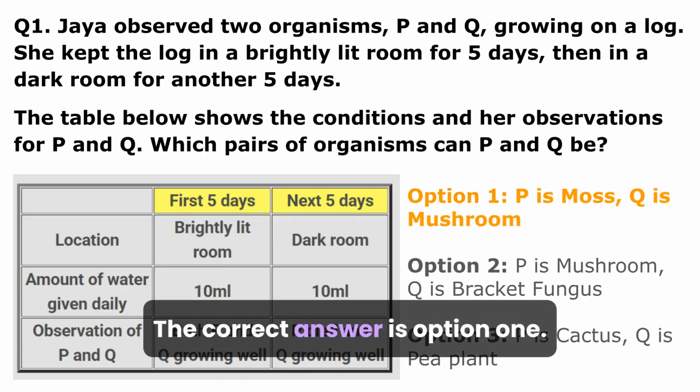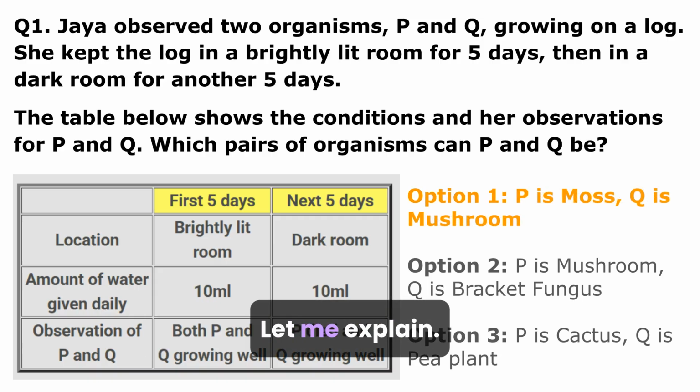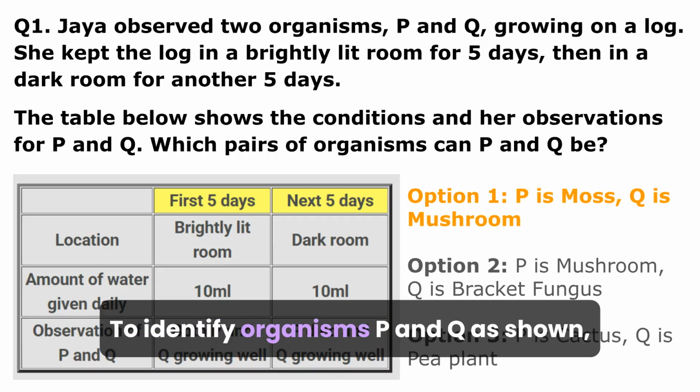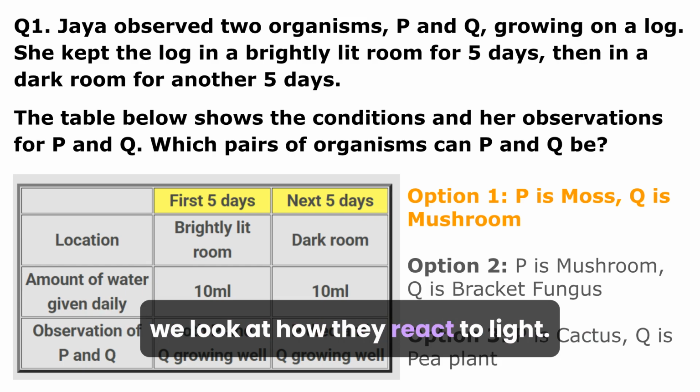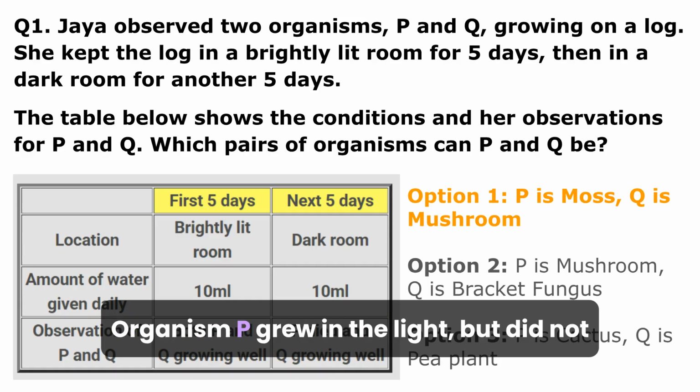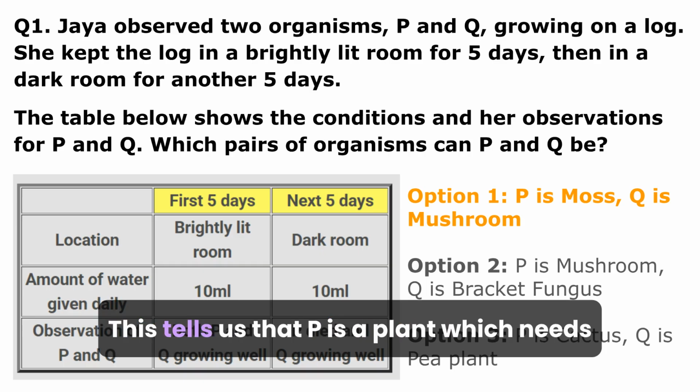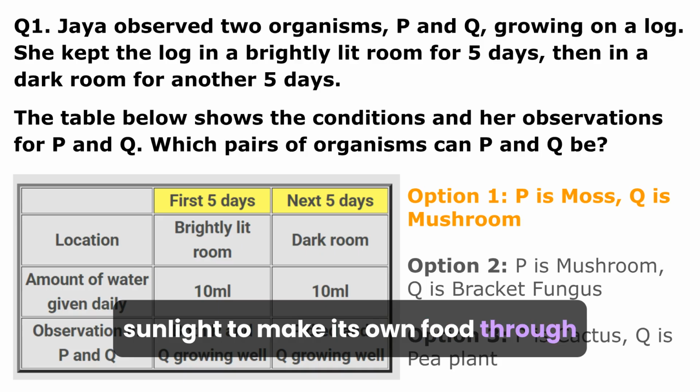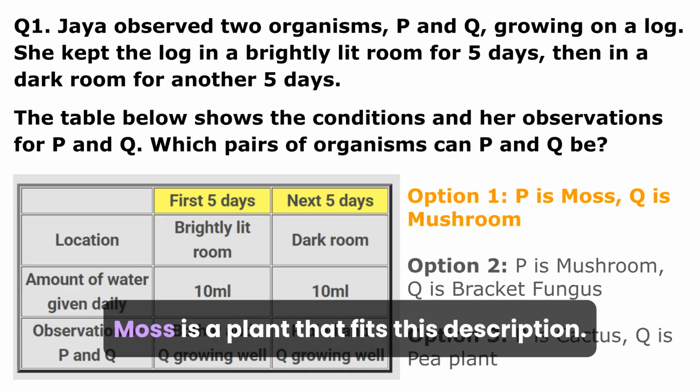The correct answer is option 1. Let me explain. To identify organisms P and Q as shown, we look at how they react to light. Organism P grew in the light but did not survive in the dark. This tells us that P is a plant, which needs sunlight to make its own food through photosynthesis. Moss is a plant that fits this description.